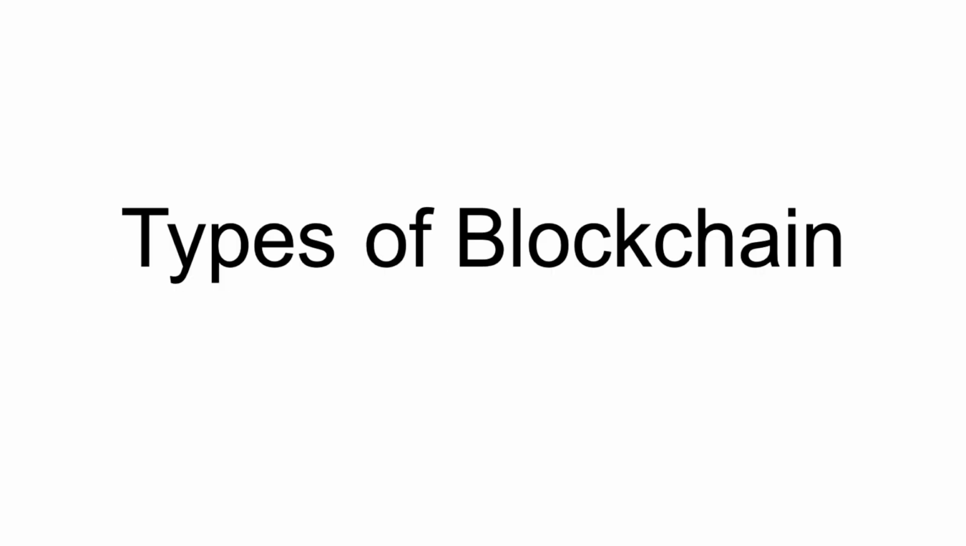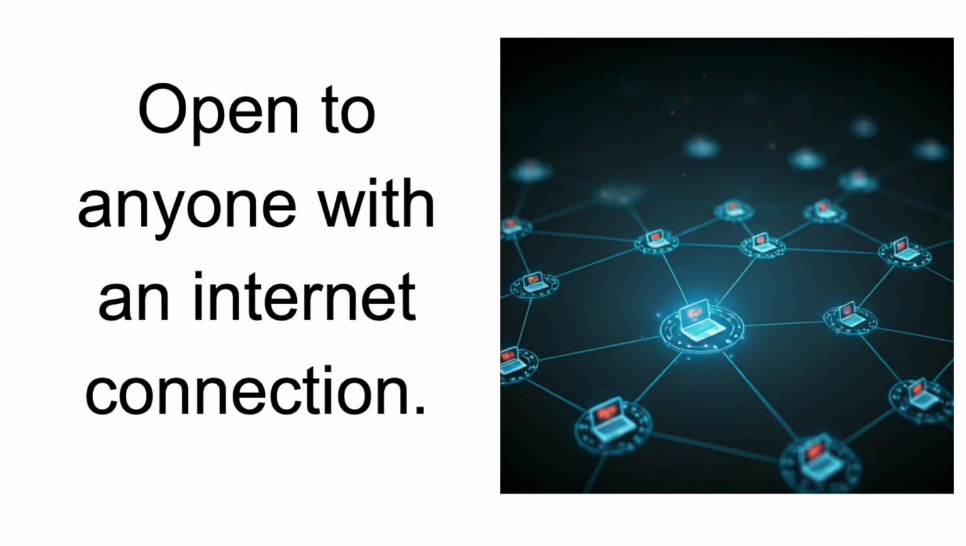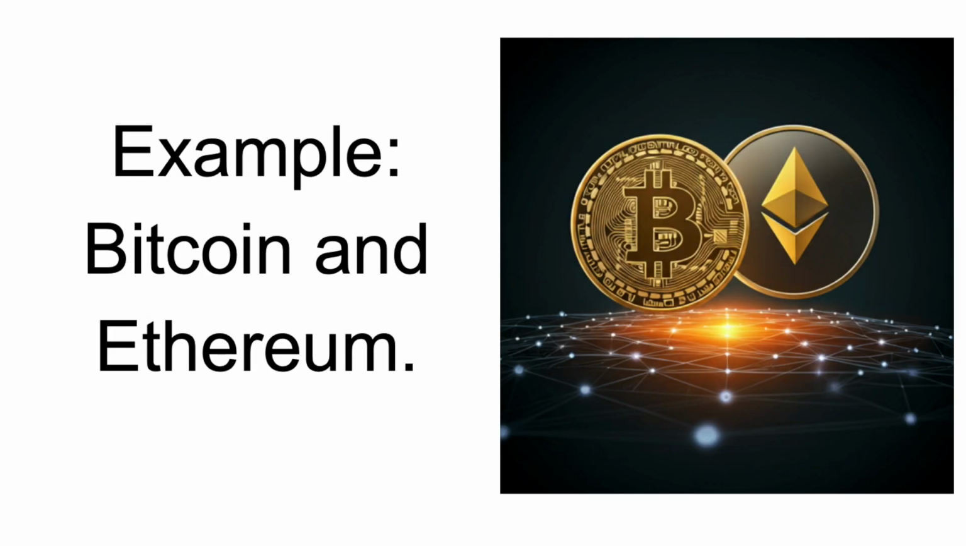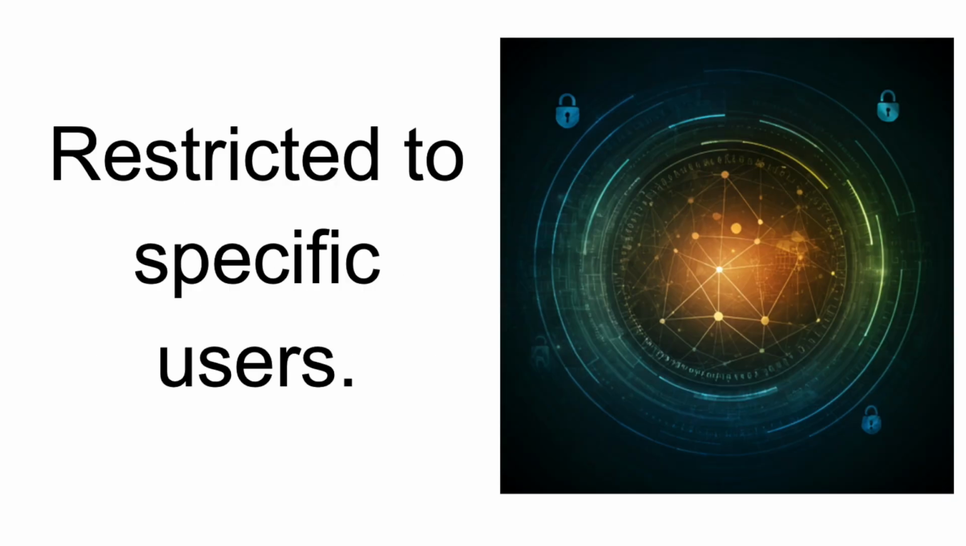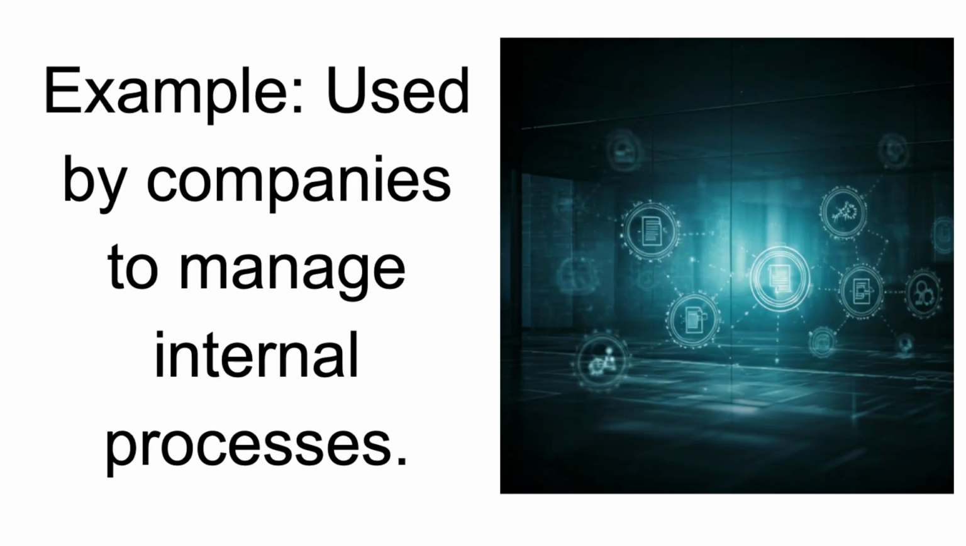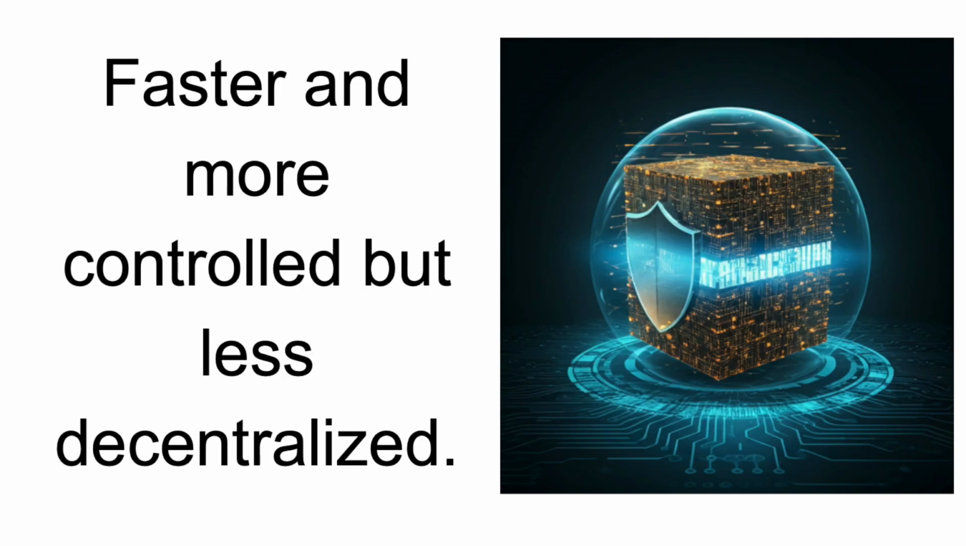Types of blockchains. Public blockchain, open to anyone with an internet connection. Example, Bitcoin and Ethereum. Best for transparency and decentralization. Private blockchain, restricted to specific users. Example, used by companies to manage internal processes. Faster and more controlled but less decentralized.